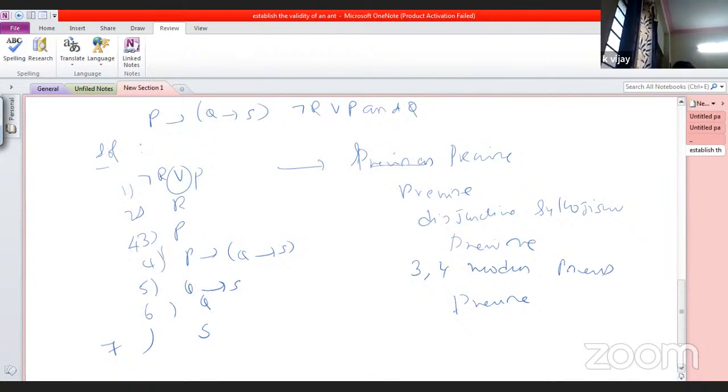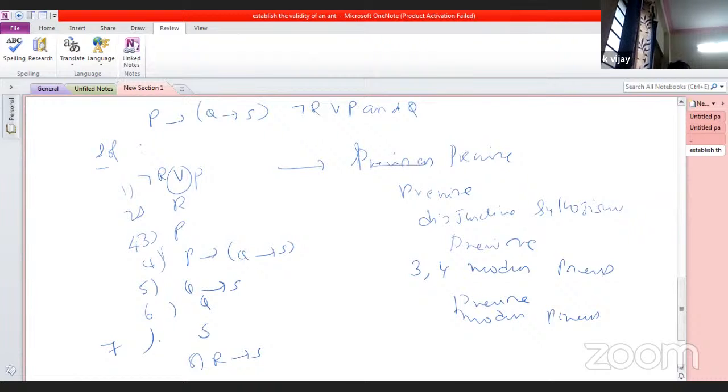This is by modus ponens, and R to S we are writing here. So therefore this is conditional. So what do we have to write? What is the premise? So it is a disjunctive syllogism, or not? And P to Q is the premise.